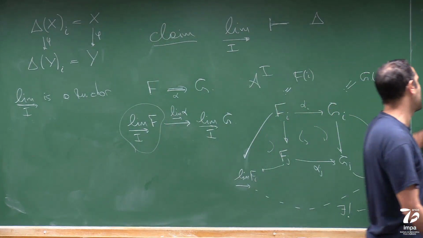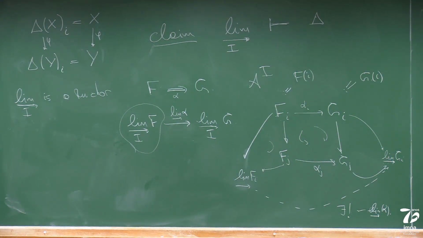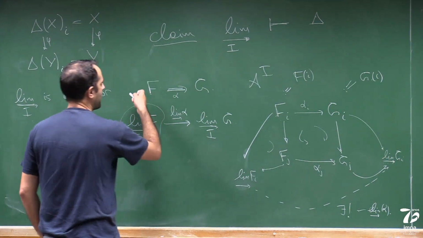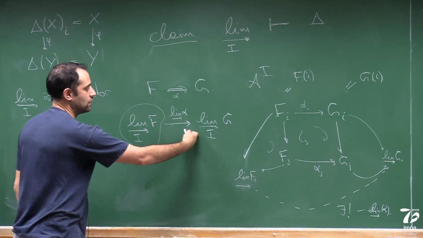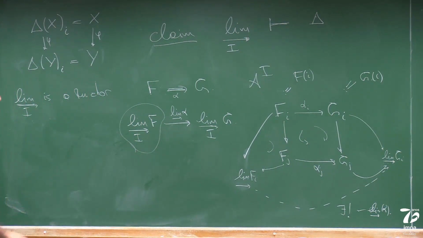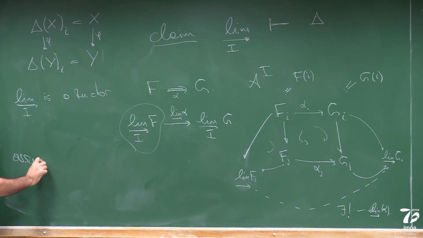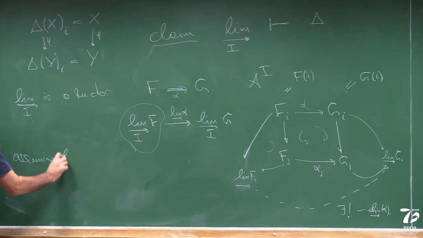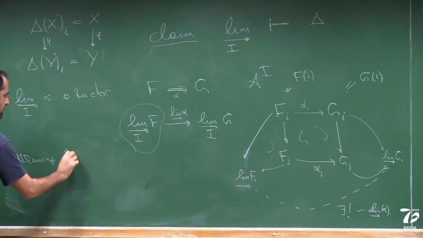Now you need to check that it's associative and it preserves identities, but I won't do that. So check that this is a functor. So I just produced for you what it does on objects and what it does on arrows, then it is a functor. This assuming that the colimit exists. So I'm here assuming that colimits exist.